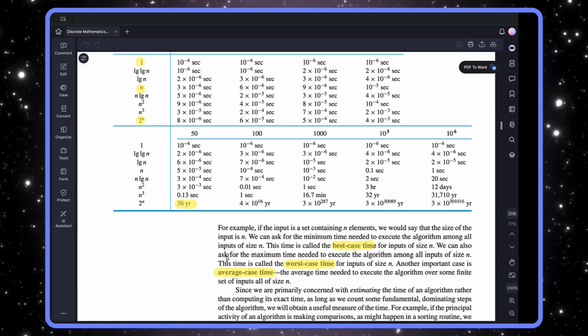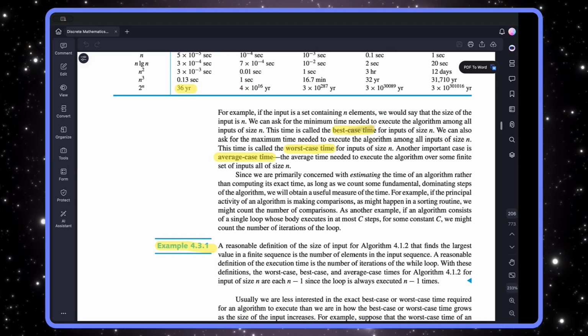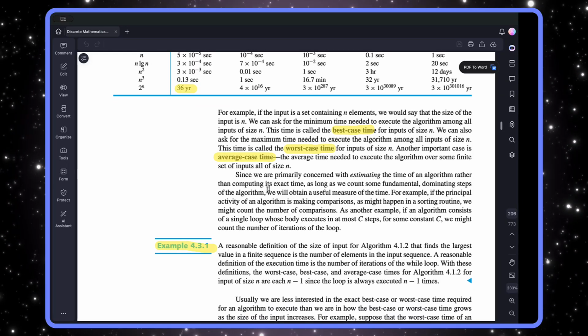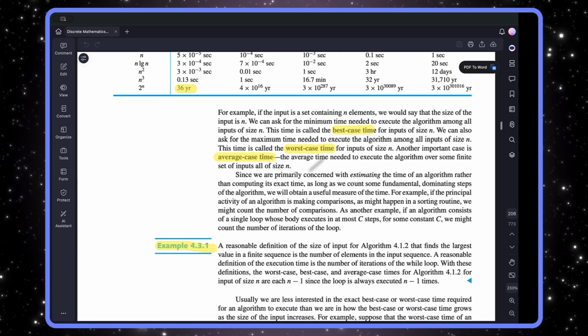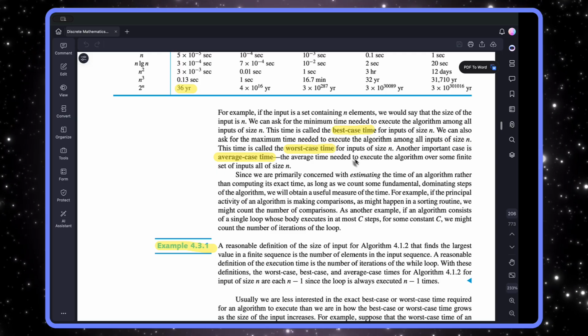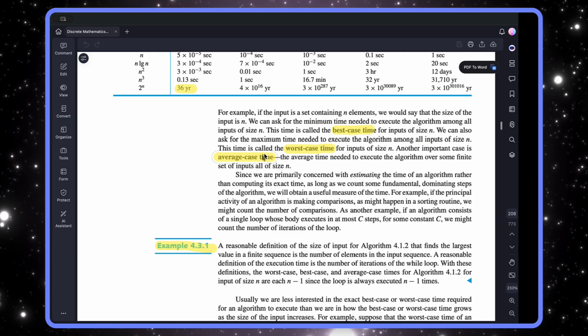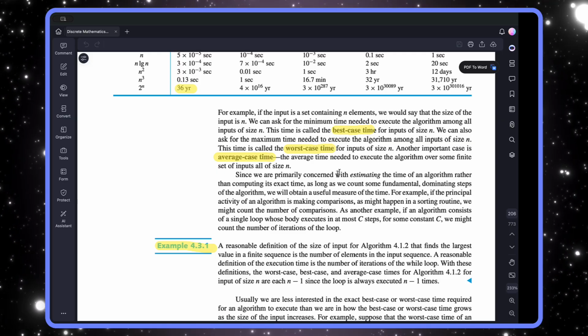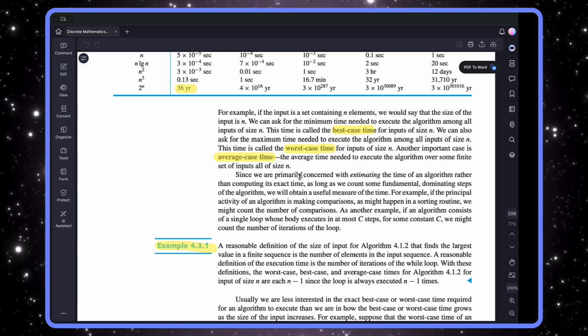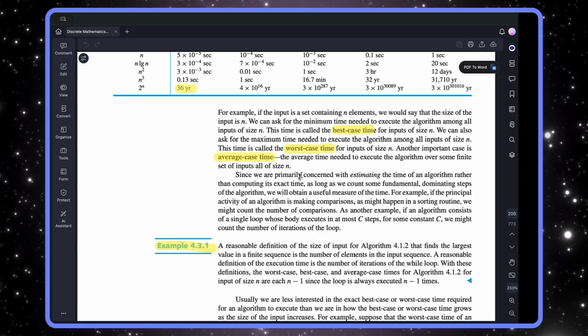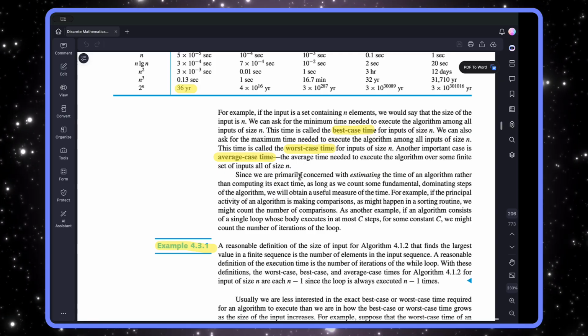Okay, so there are 3 types of things that we're interested in when we look at algorithms: the best case time, the worst case time, and the average case time. So we're going to look at ways of calculating this number based upon looking at our algorithms.